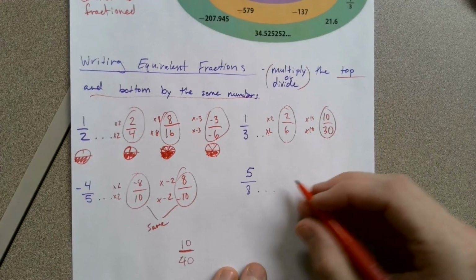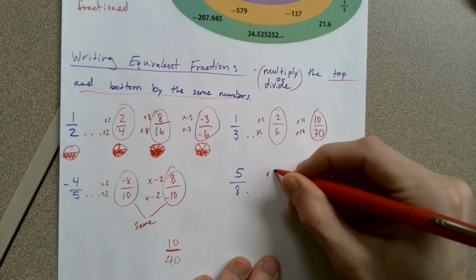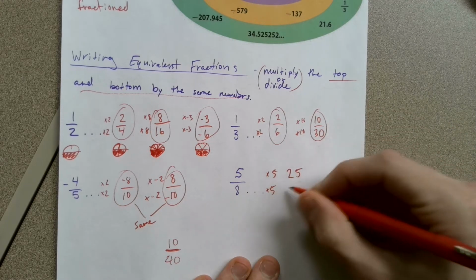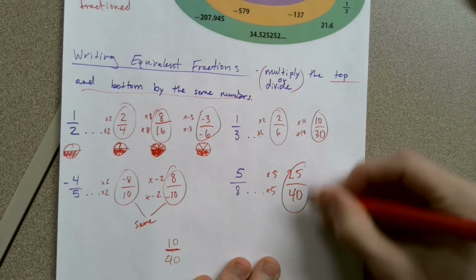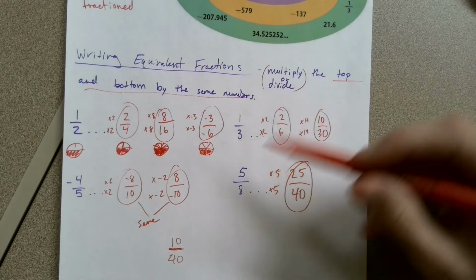And one more example right here. We got 5/8. Multiply top by 5, bottom by 5. I'm choosing the same number on both. Perfect. I get the gist of that. Multiply or divide the top and bottom number by the same.